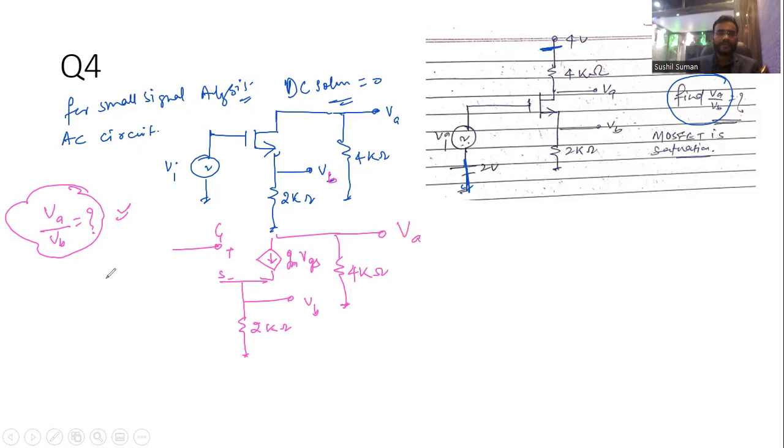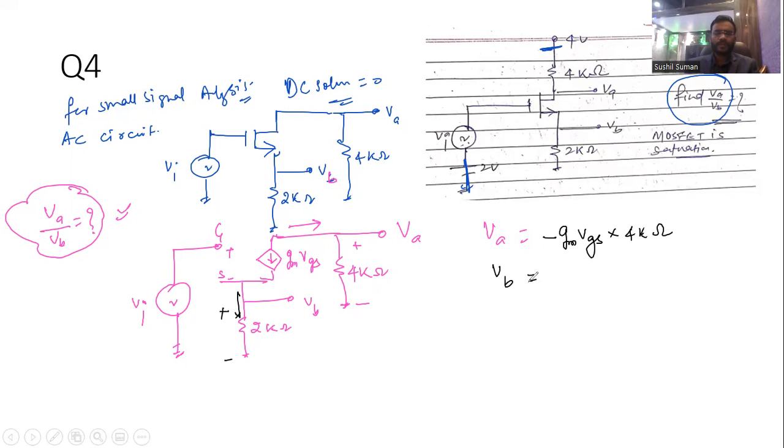Now this potential is VA. Now this is your VI. So what's the VA? Just write along this direction, this is gm into VGS. So along this direction it is minus gm into VGS. So the drop across the 4 kilo ohm resistance is minus gm into VGS into 4 kilo ohm. Now what becomes VB? This current is flowing across this one. So the drop across the 2 kilo ohm resistance is gm into VGS into 2 kilo ohm.